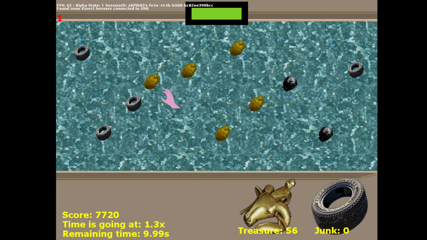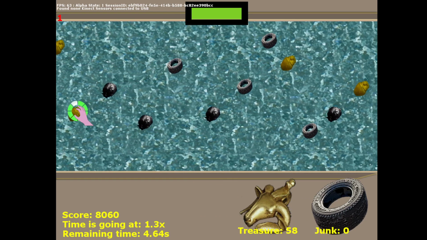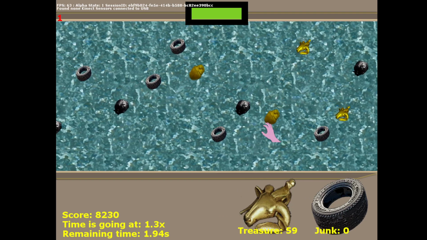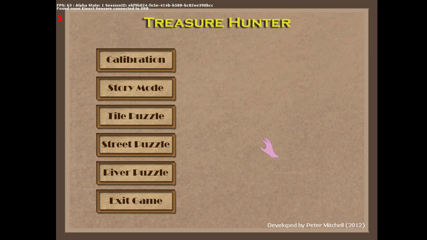And just a few seconds left. And we scored a total of 8,400, and so we collected 60. We didn't collect any junk, and we missed 11 that went off the screen before we could select them. And so then it would take us back to the end.